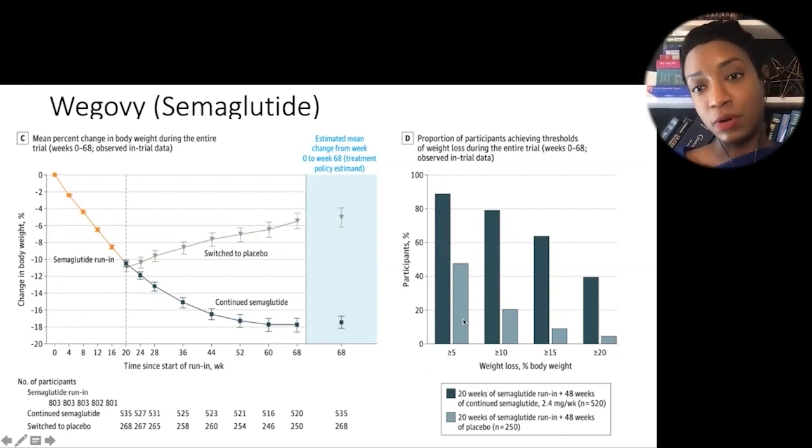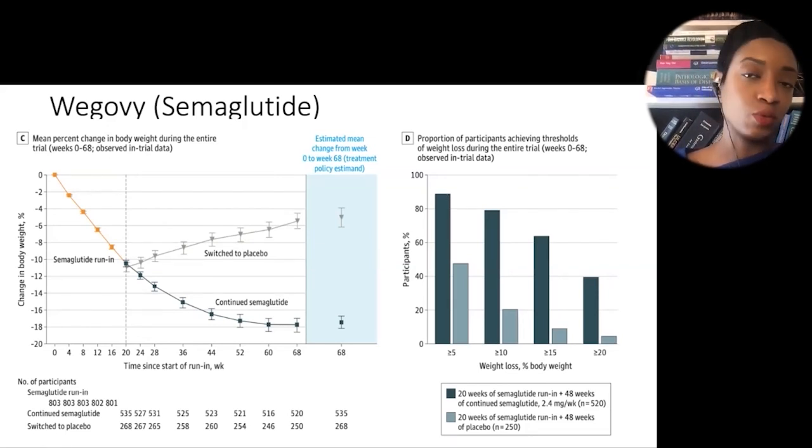They also broke it down by patients who lost greater than 5, 10, 15, and 20% total body weight. They were comparing the placebo group, which is in the light green, and the group that got the medication, in the darker color. As you can see, the people who continued on the medication achieved greater weight loss, right? So almost 85 to 90% of patients at least achieved 5%.